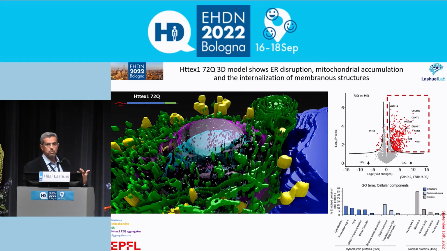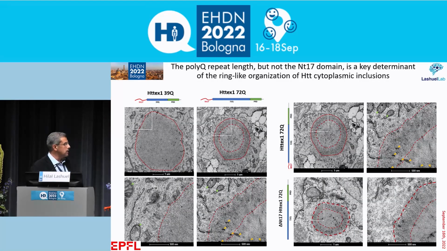So it's a much more complex structure, and there is more to Huntington inclusions than just the presence of the fibrils. If we look at the effect of the polyQ length on the ultrastructural properties of these inclusions, you can find a big difference between the 39Q and the 72Q. This ring-like architecture is not present in the 39Q.